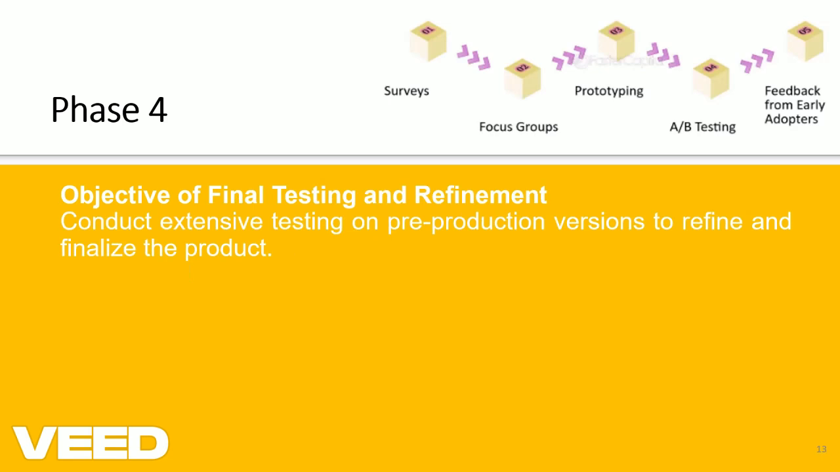Then we move to phase 4, where we conduct testing on pre-production with a prototype version or actual model. Here we do some A/B testing or prototyping methods. We can use 3D printing or additive manufacturing process methods. Final testing and refinement of the specification can be carried out in this phase 4.